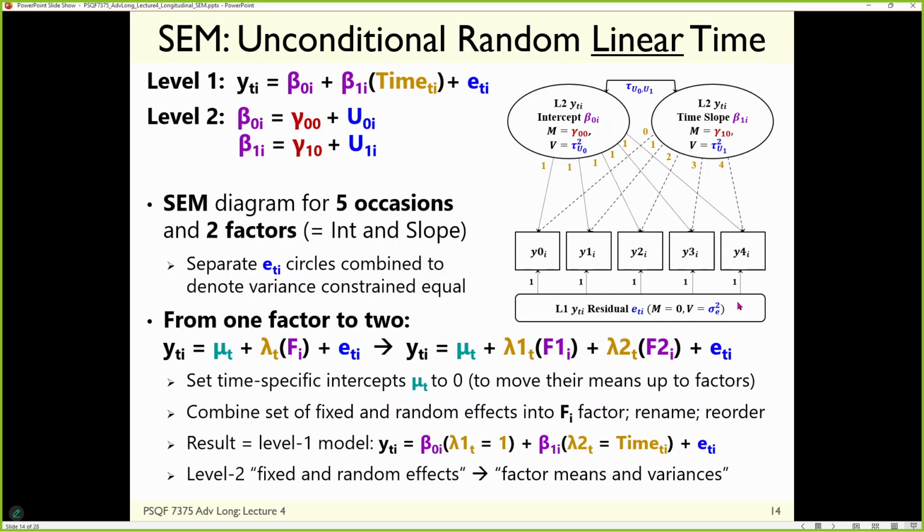Last but not least, I cheated for the sake of time. So I would normally have 5 little e circles down here for the level 1 residuals, and I want them all to have the same variance, so I just put them all in this sort of rounded box to cheat.